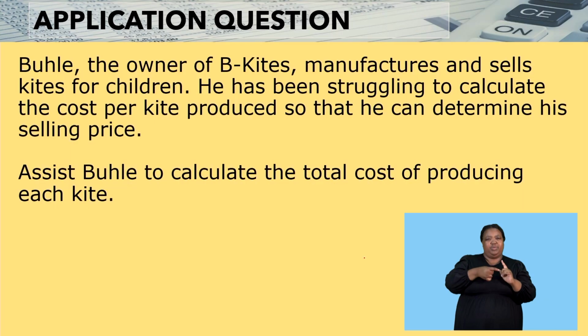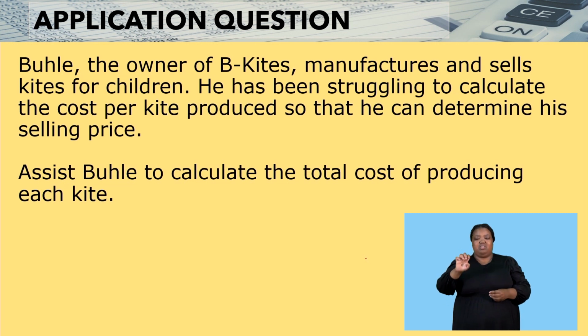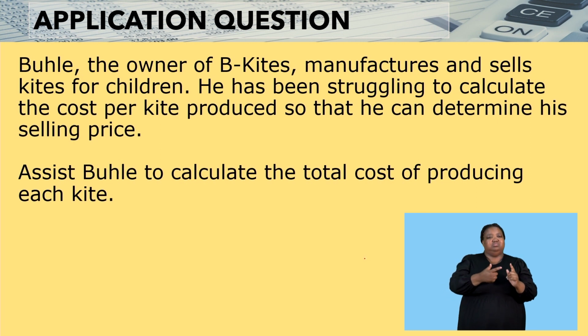I have more calculations here for you. Make sure you have somewhere to write. You need a pen, you need a calculator as well. The information reads, Buhle, the owner of B Kites, manufactures and sells kites for children. He has been struggling to calculate the cost per kite produced so that he can determine his selling price. Assist Buhle to calculate the total cost of producing each kite.